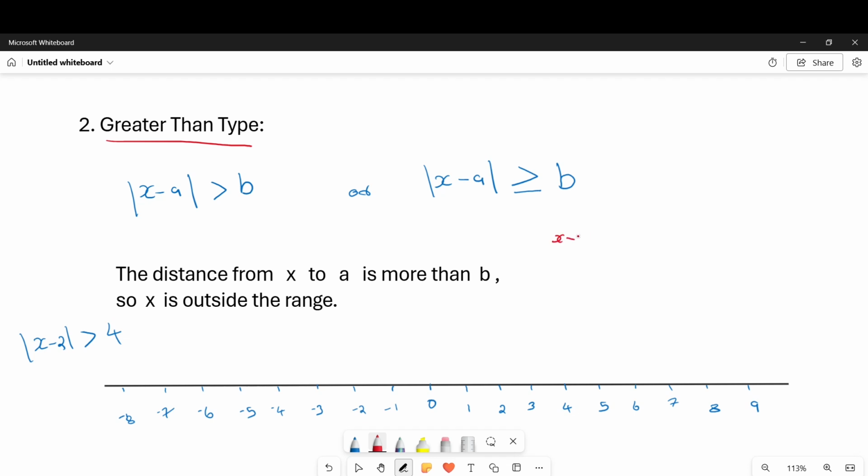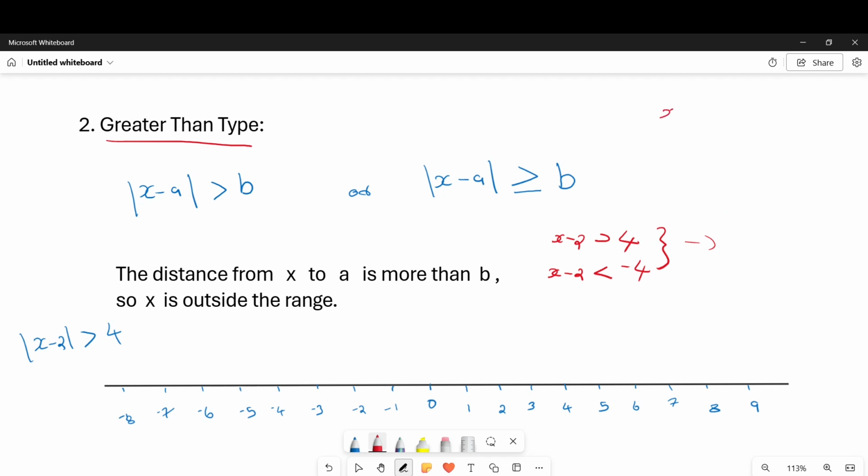So x minus 2 greater than 4, and x minus 2 less than minus 4. These are the two conditions I have. Then we can directly put it on the number line. First we will solve these values.